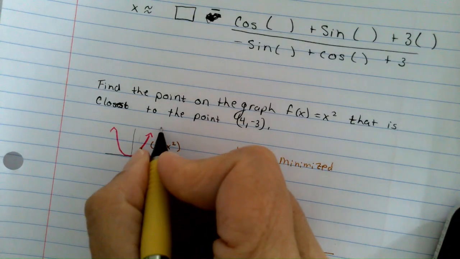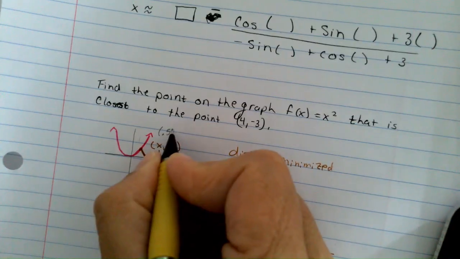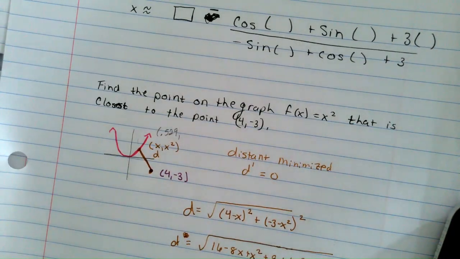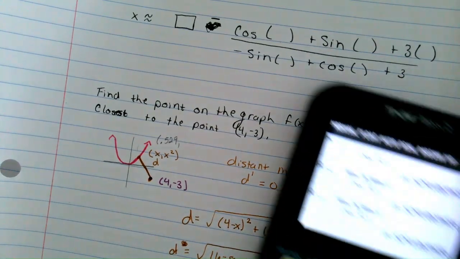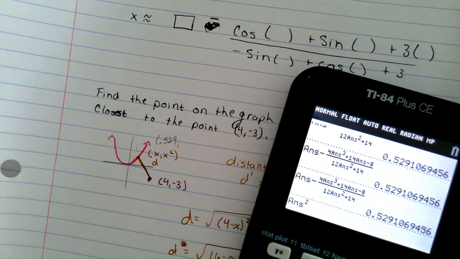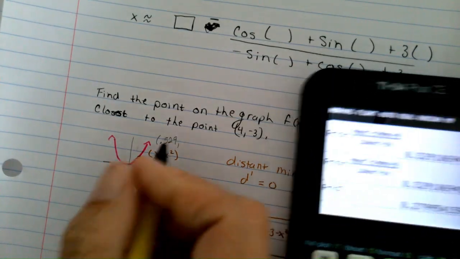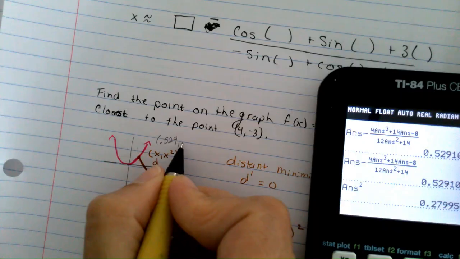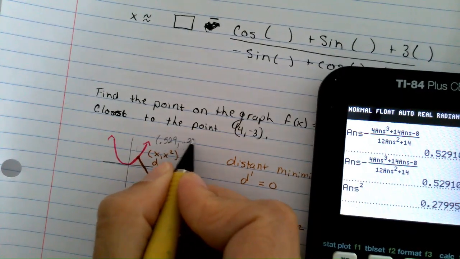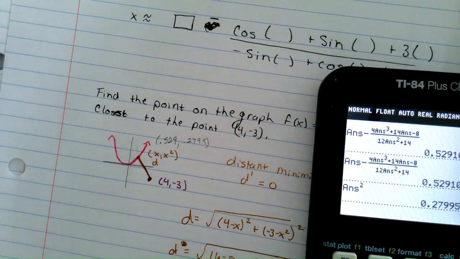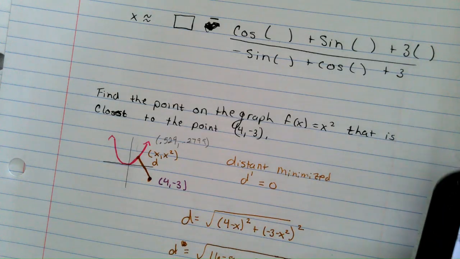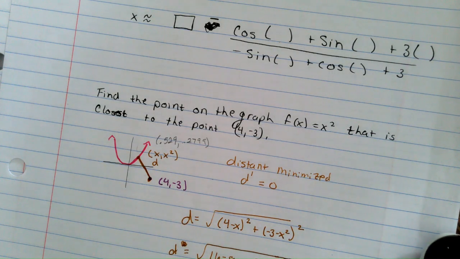So our ordered pair is going to be basically 0.529. And our y value is going to be that squared. So if we just square it, 0.277 or 0.2799. Now we have the point that's going to minimize the distance.